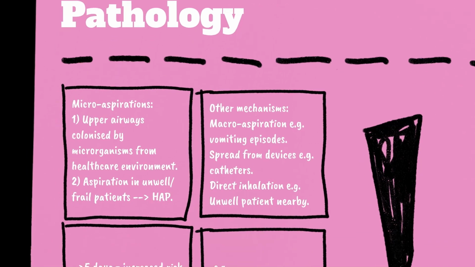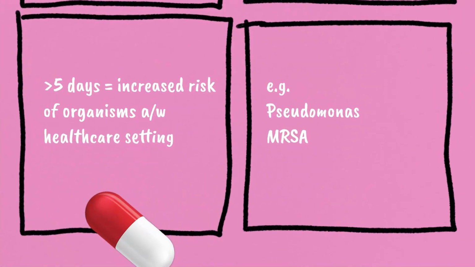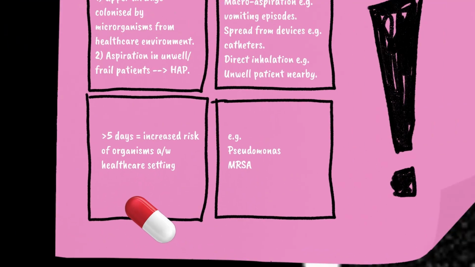We know that past the 5th day of admission, the organisms which cause a HAP are much more likely to be those associated with the hospital environment. So these include organisms such as MRSA, so that's methicillin-resistant Staphylococcus aureus, and Pseudomonas. As these organisms often have enhanced antibiotic resistance, this changes the way we manage these patients with different types of antibiotics. So how will these patients present?